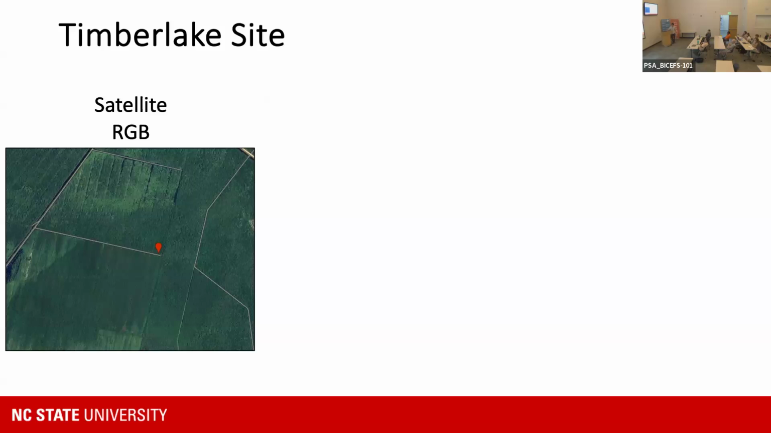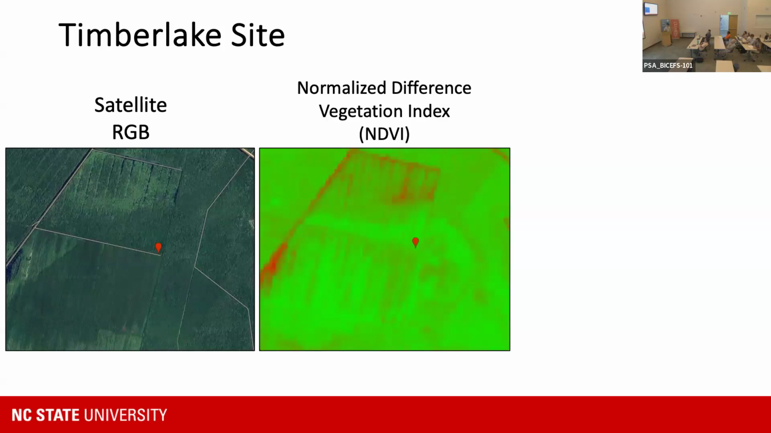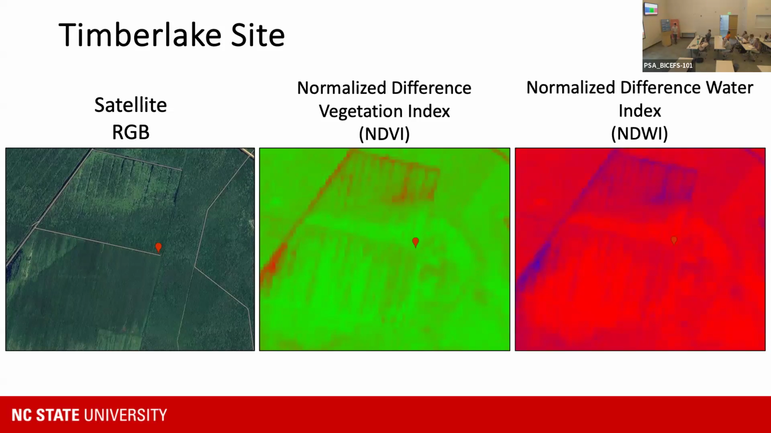So let's look at some satellite images of our site here, Timber Lake. That red marker there is where our flux tower is located. This is just a true color image of the site. We can also bring in a vegetation index to look at the greenness of the surface, how much vegetation there is throughout the site. So this would indicate the presence of trees and vegetation, and a water index to show how much water there is at the surface. So this site is characterized by different forest management practices that have gone on historically.